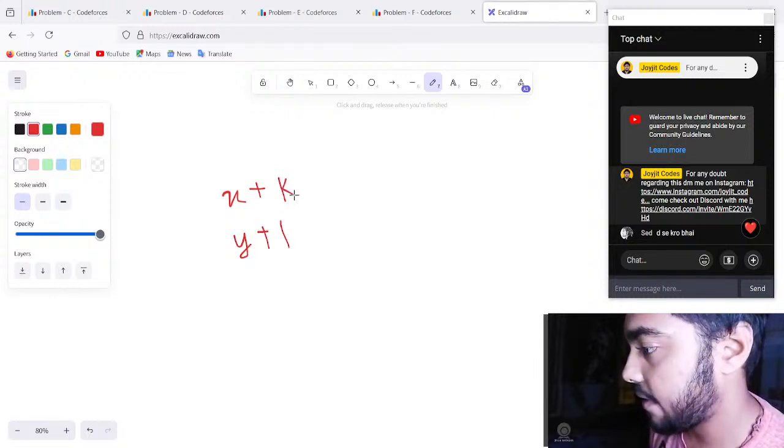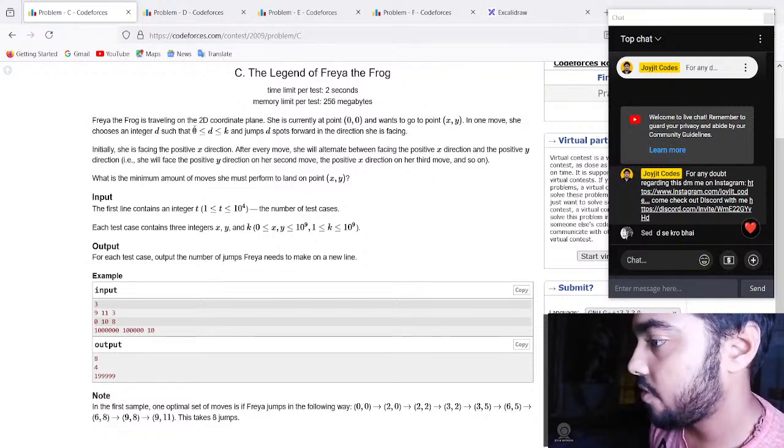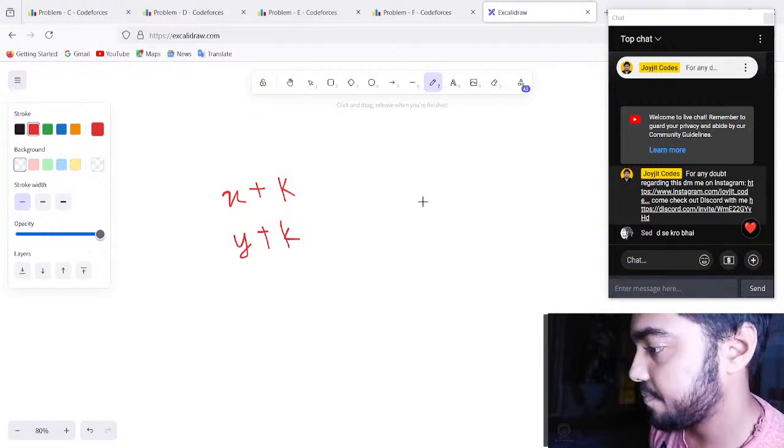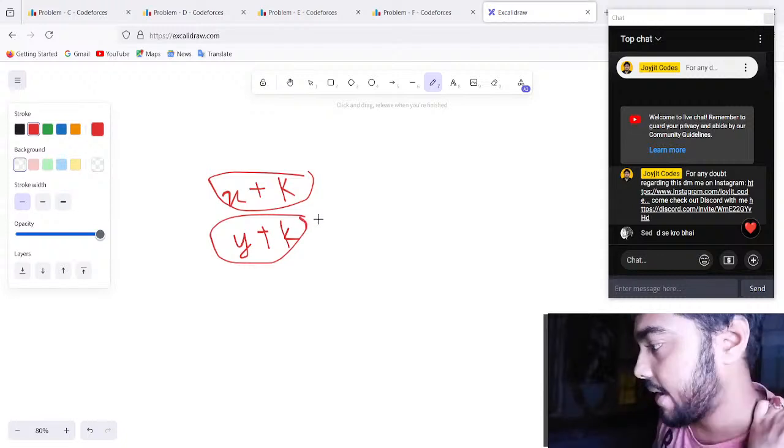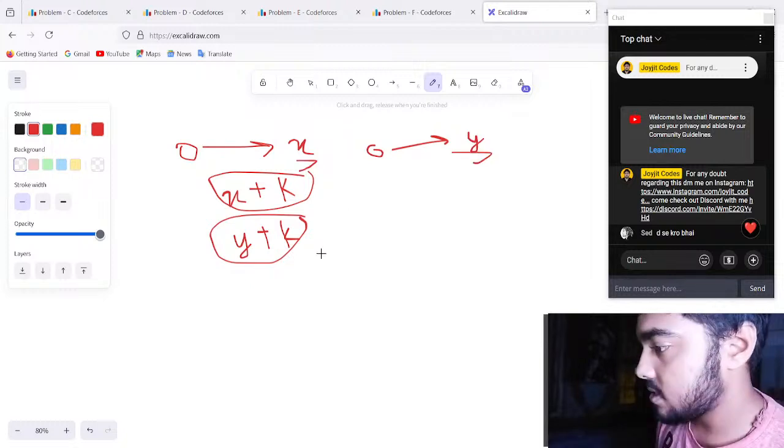Not plus 1, it was K, right? It was K, I guess. Let me just check it once. Yeah, she can go from 0 to K, so each move ranges from 0 to K. This is the maximum that she can do. Based on that, we can find how many jumps she needs to perform to go from 0 till X, and how many to go from 0 till Y. And based on that, we can find the number of moves at positions 1, 3, 5.